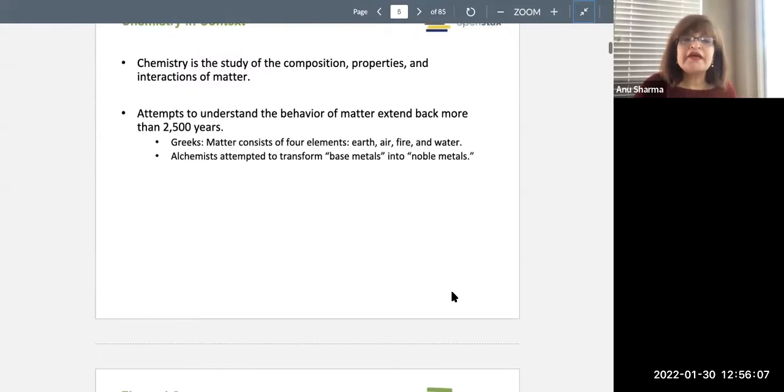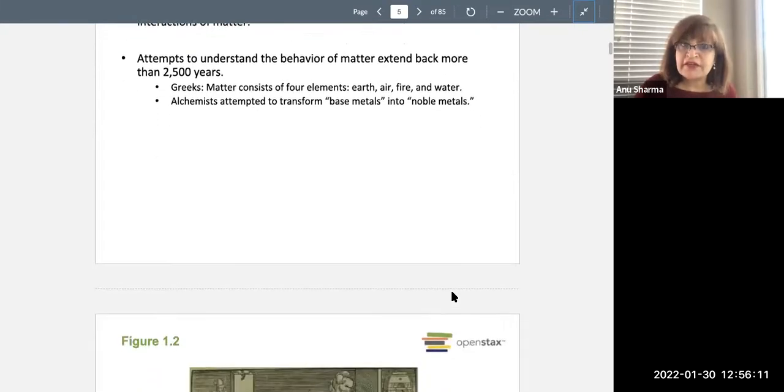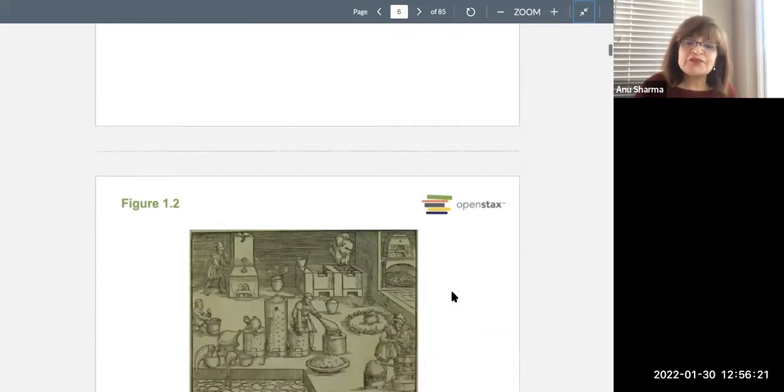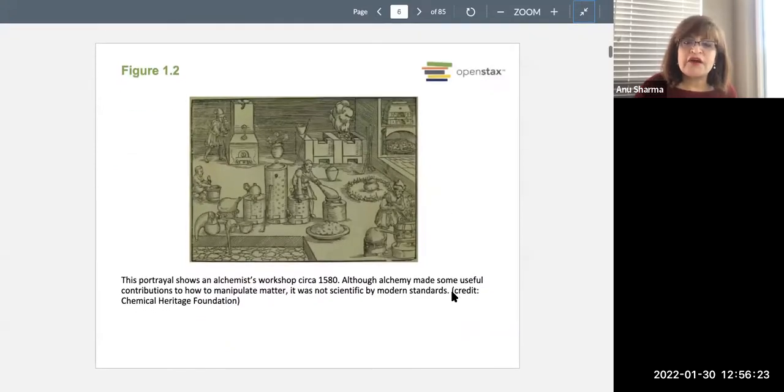So first of all, chemistry is a study of the composition, properties, and the interactions of matter, and attempts to understand the behavior of matter. They relate to more than 2,500 years ago. In the past, we had developed a method of understanding matter, and that method was basically alchemy.